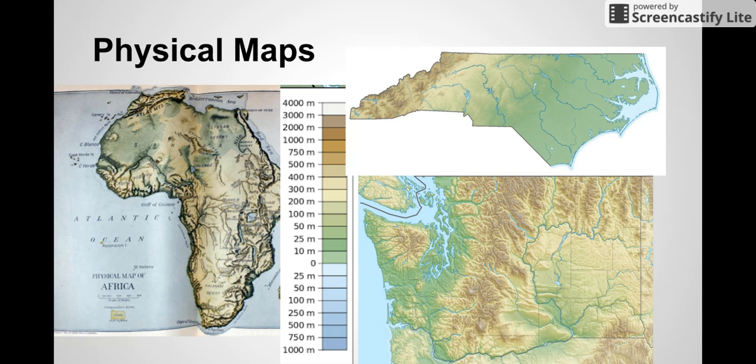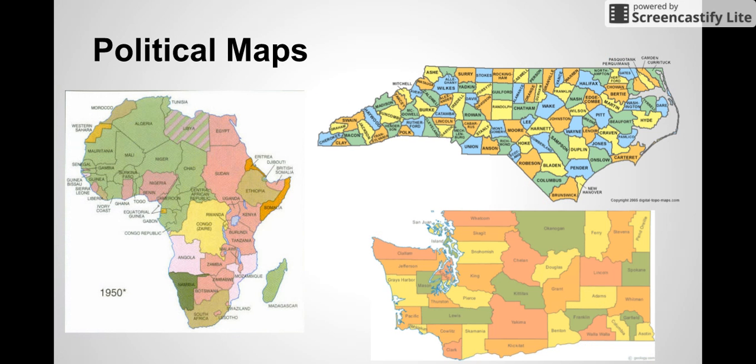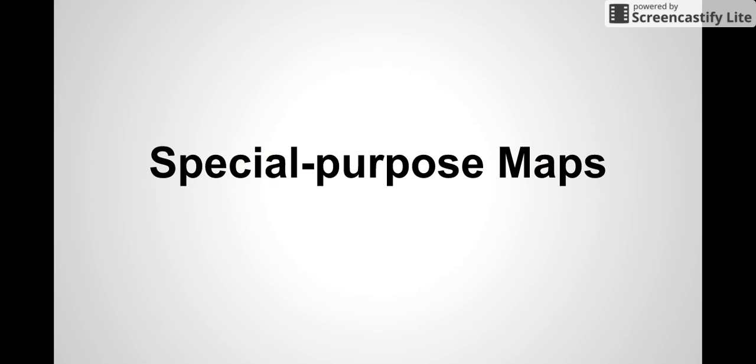To compare, here's physical maps of Africa, North Carolina, and Washington. Here are political maps of the three, where they focus on political boundaries, counties and cities and countries.